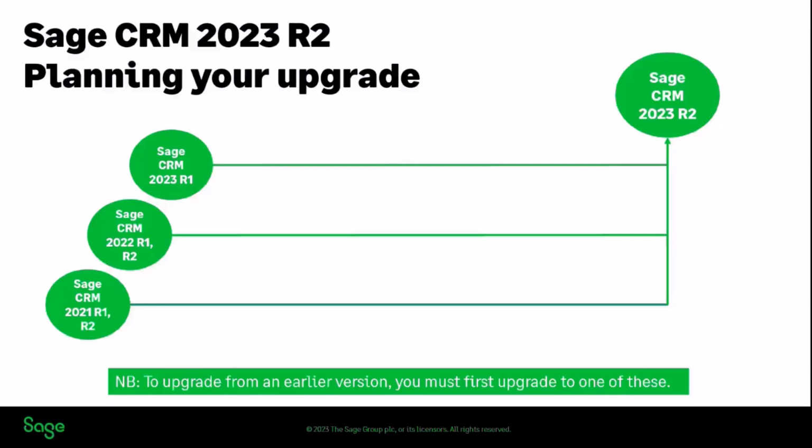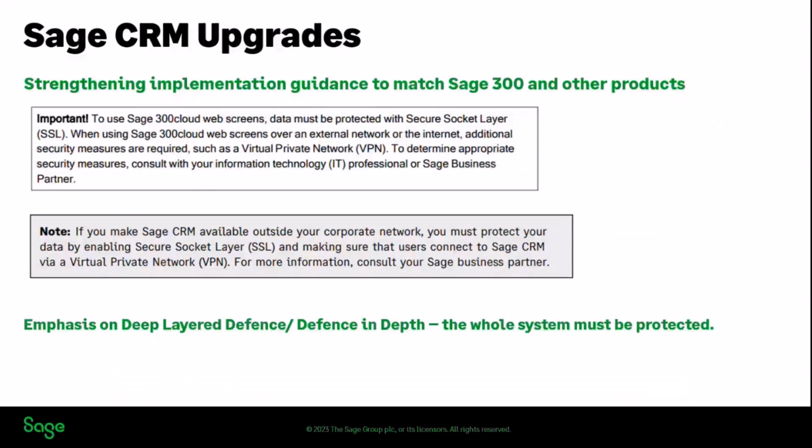In terms of the messaging around the upgrades, we have been making some important messages to enhance all about security and all about the choices. One of the things that we've done is messaging around strengthening and hardening your product. In this slide, our language becomes much stricter: if you make Sage CRM available outside your corporate network, you must protect it with SSL.